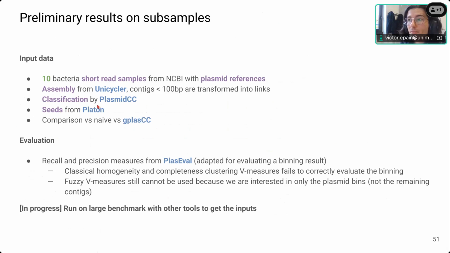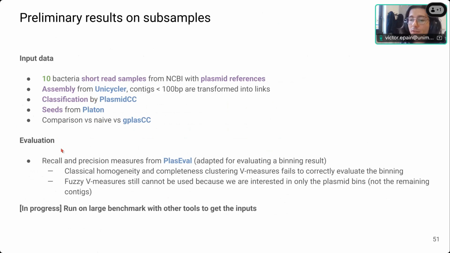I did the classification with plasmidCC, but they have also made the classification with Plasgraph 2. I chose plasmidCC because it's the default classification step for GplusCC, and we want to compare with the main competitor working on assembly graphs, GplusCC. And the seeds are provided by a classification tool, Platon, with high precision but at a lower recall. But this is the purpose for the seeds.